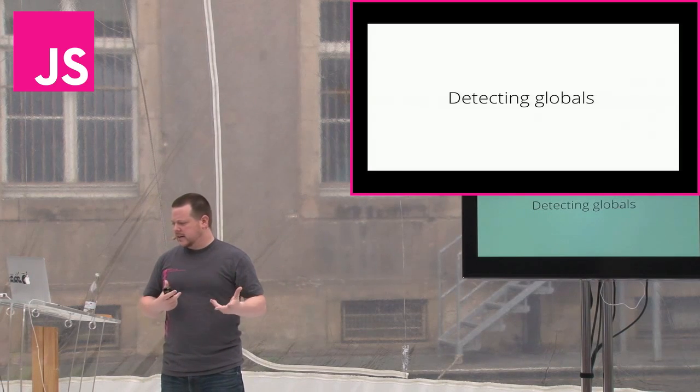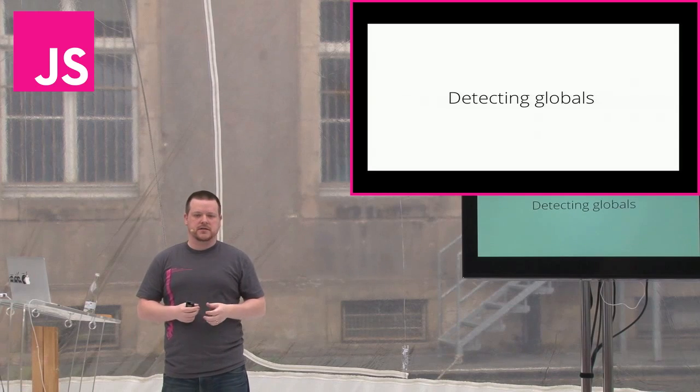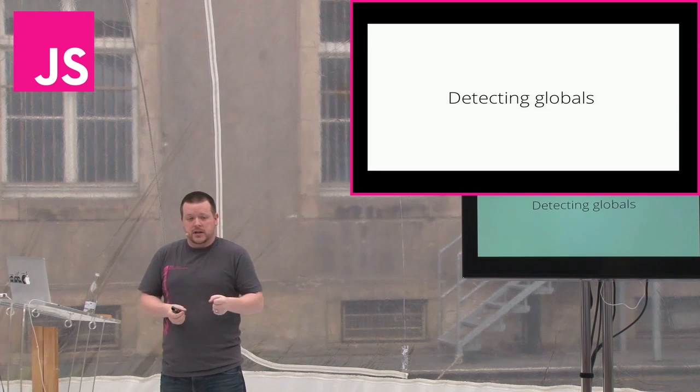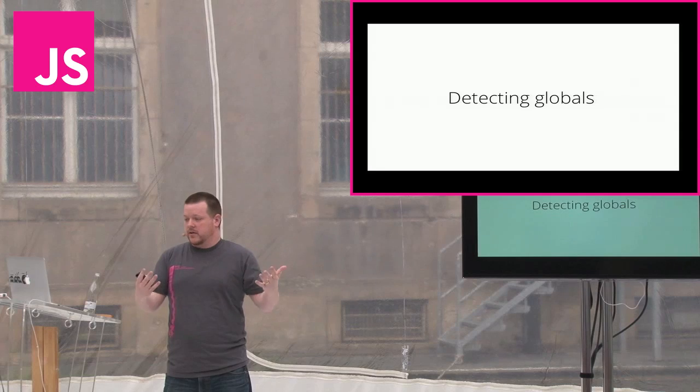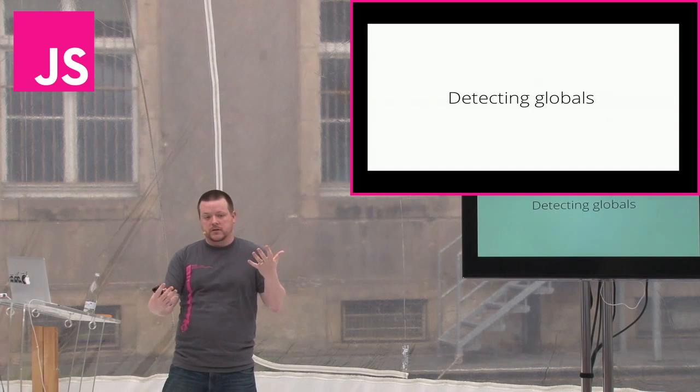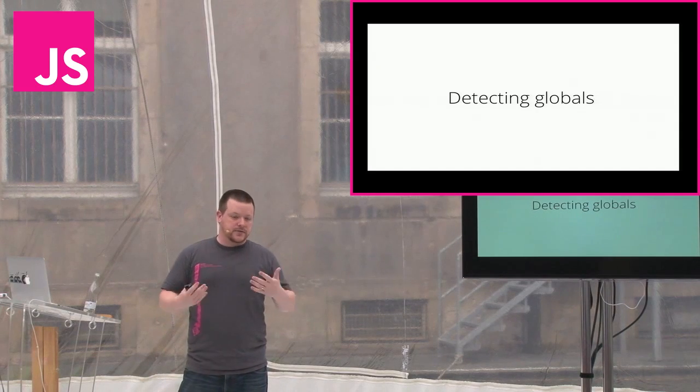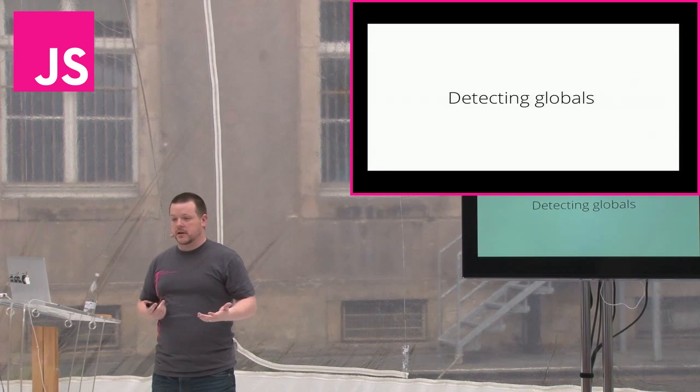Like I said, Kangax upgraded the script. You basically create an iframe to detect globals. All it does is compare all the global variables on the window element compared to the iframe, and the difference is any newly introduced global variable.